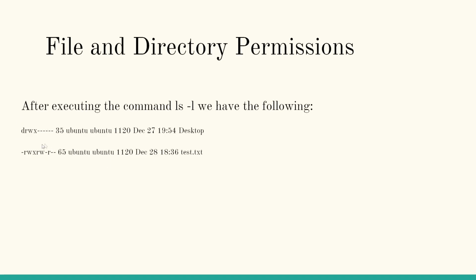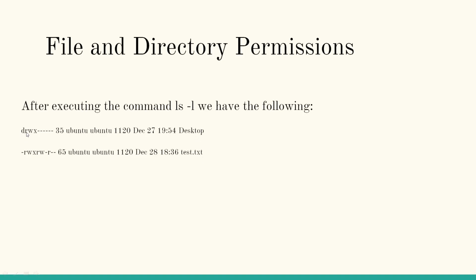Here, these on the left indicate the nature of the file and the type of the execution or the permissions for these. You can see that the Desktop directory has D, which means this is a directory. On the other hand, test.txt has a dash, which means this is a regular file. Of course, we have other types like links, special files, symbolic links, and so on. These are the type of the file or the directory.